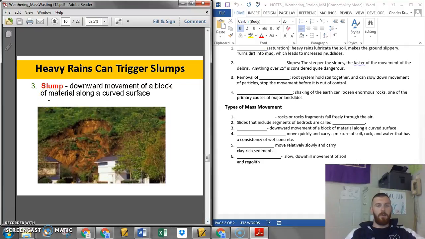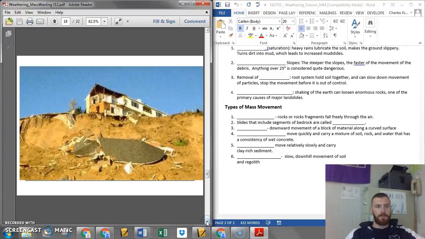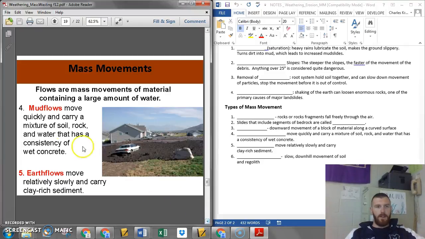So a slump is a downward movement of a block of material along a curved surface. And slumps occur when a large area of land slips downward on a curved slope. Slower movements that are usually caused by clay soils and heavy rains, and you'll see these in areas that are in the foothills and under intense rainfall. Okay, we have mud flows, which move quickly and carry a mixture of soil and rock. You see a lot of these after hurricanes and things like that. Kind of has the consistency of concrete, so it sticks to everything that it has and moves that along with it. And earth flows move relatively slowly and carry clay-rich sediments.